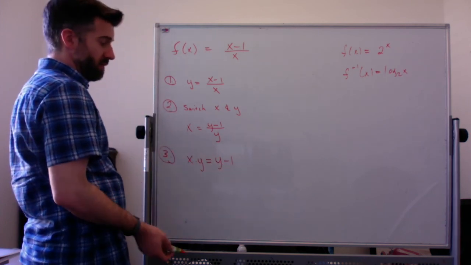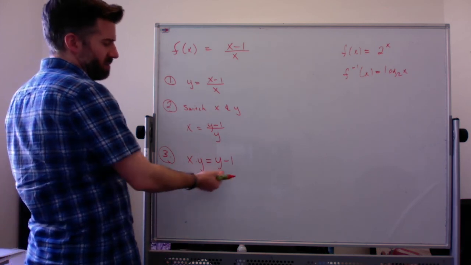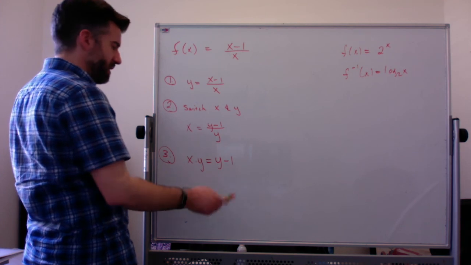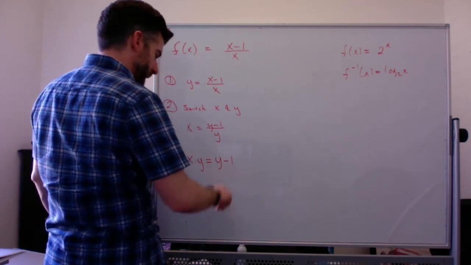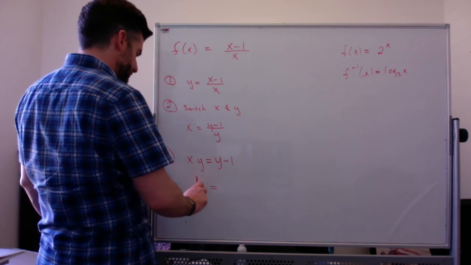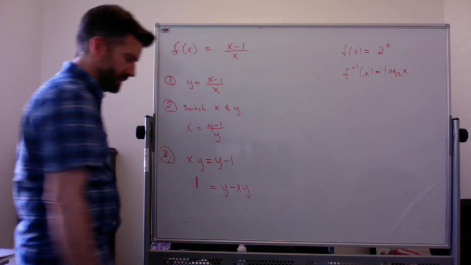Then I'm going to try and solve for y, which usually means bringing all the things that have y's to the same side. Usually I bring the y's to the left because I like having a positive, so I'm going to make it y's to the right. So add 1 to both sides to get 1 over here. Subtract xy from both sides to get y minus xy over there.